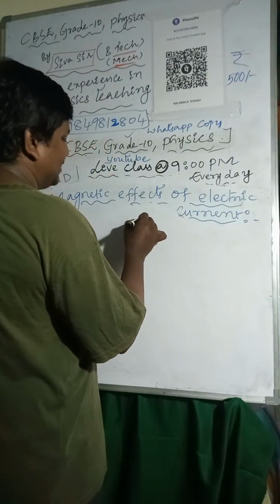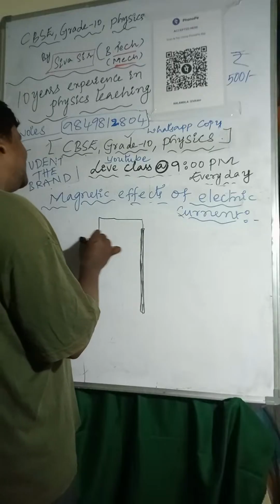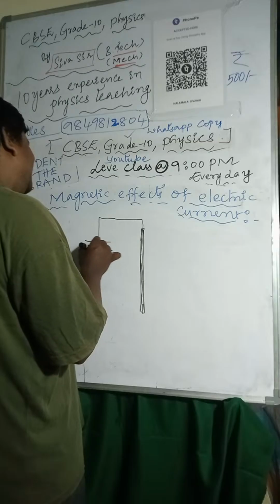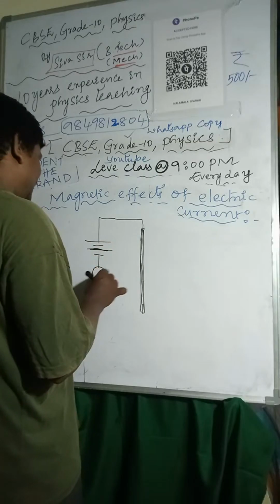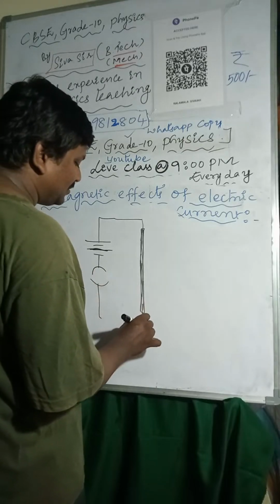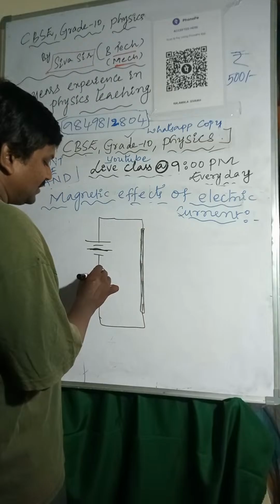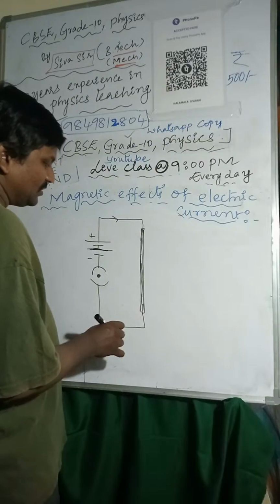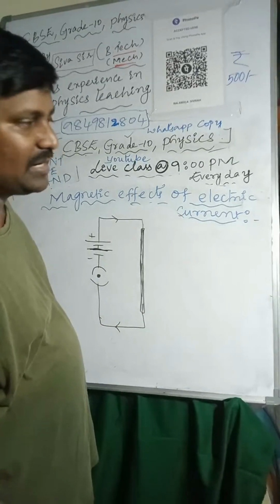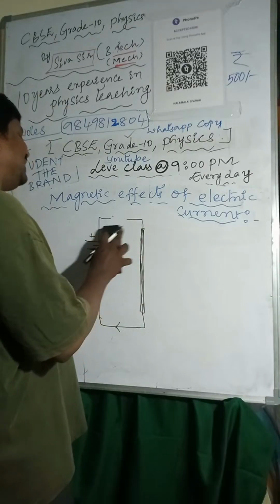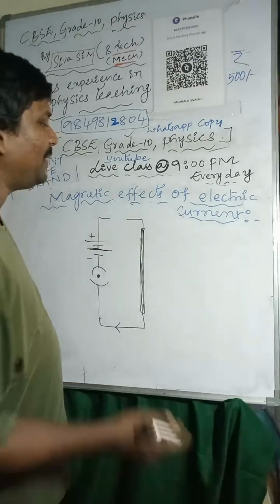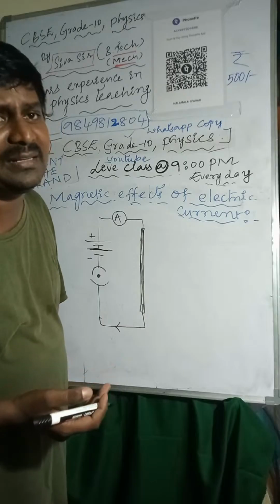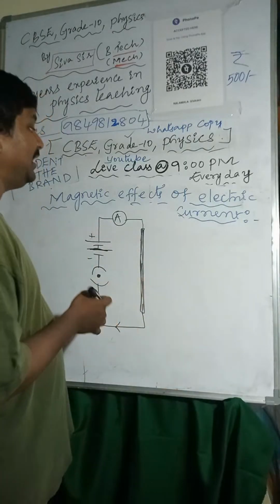So current is passing through the conductor. After that, what happens? A magnetic field will be produced. How will the magnetic field be there around the conductor? How can we identify it?